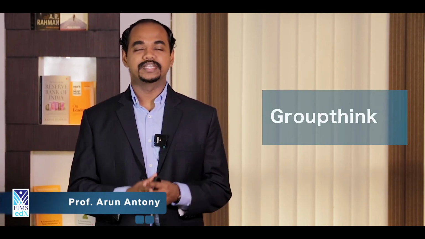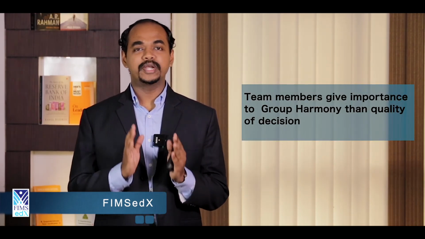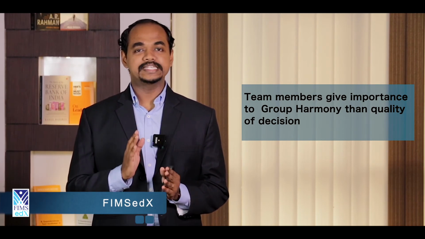The fourth constraint in group decision making process is groupthink. So what is groupthink? Groupthink is a phenomenon where group members give importance to group harmony over the quality of the decision. This particular phenomenon occurs in a highly cohesive group. In a very highly cohesive group, when team members sit for a quality decision making process, they will be reluctant to express a quality idea, thinking that the harmony of the group will be affected. So this particular phenomenon we call groupthink. Groupthink is an important constraint in a group decision making process, and that is the fourth constraint of group decision making process.